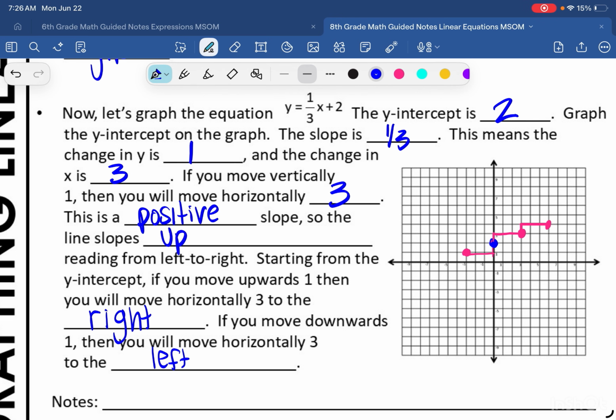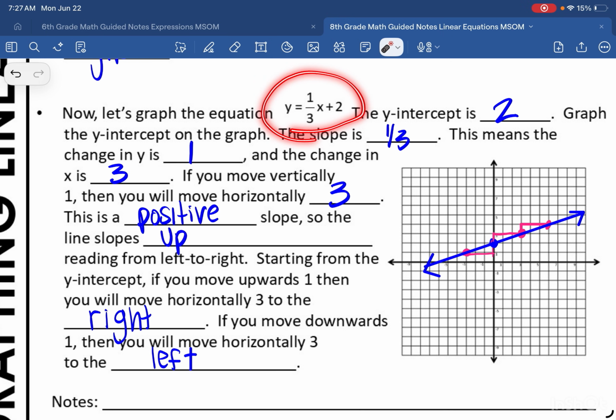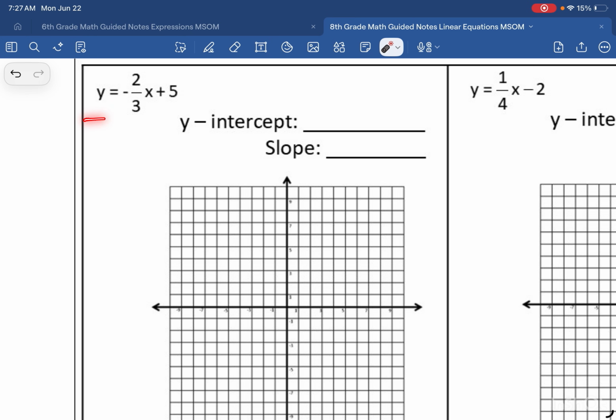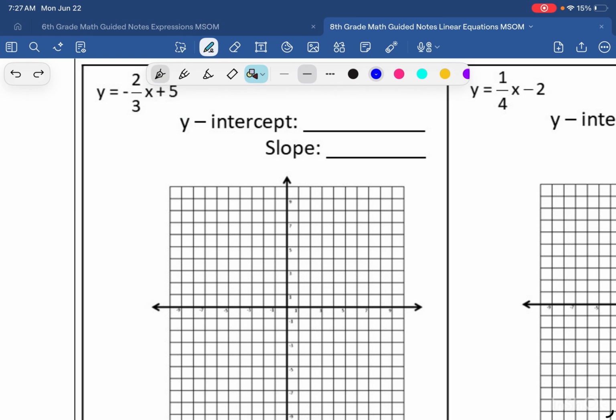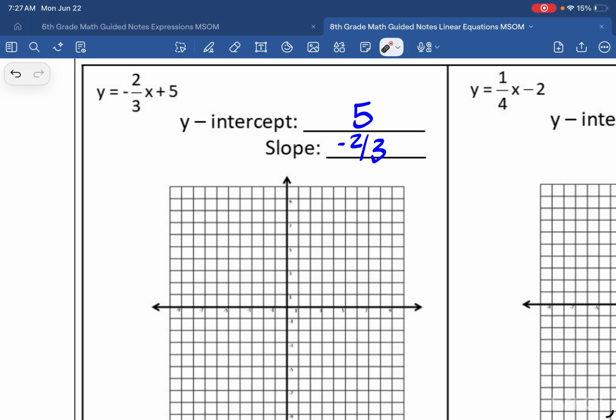So I have some points on my graph. I'm going to connect them to make my line. There is a graph of my equation y equals 1/3 x plus 2. Y equals -2/3 x plus 5. My y-intercept is 5. My slope is -2/3. So I know my graph is going to be going down.